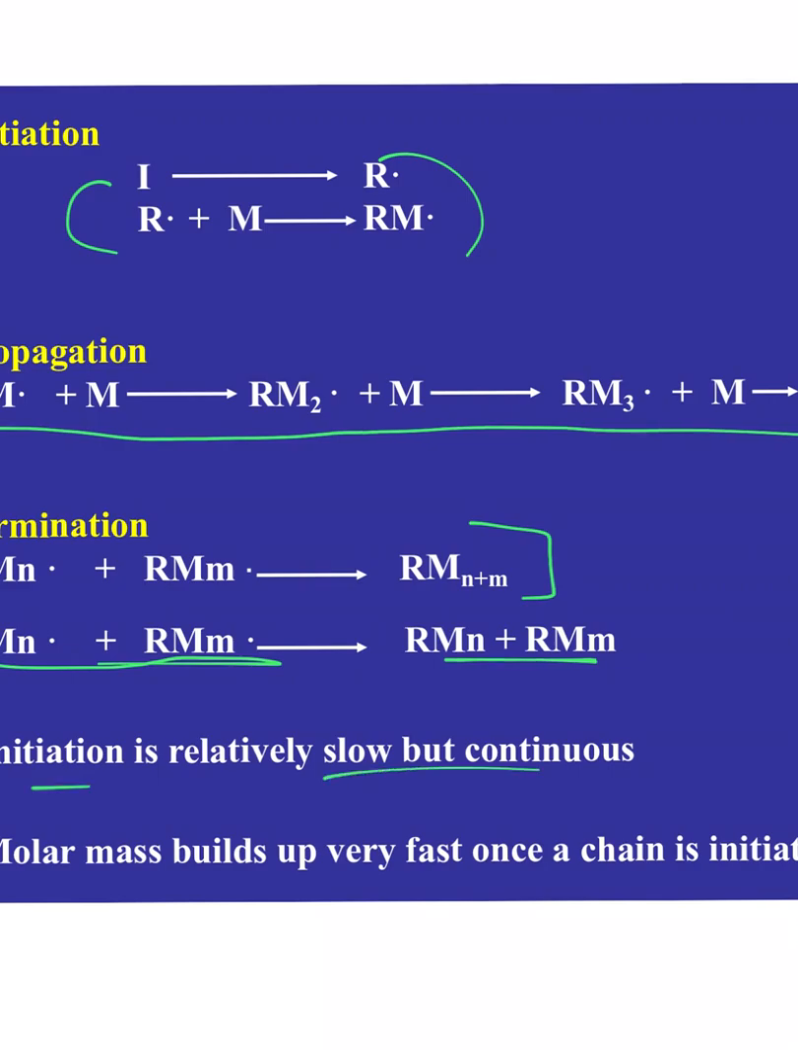Initiation is relatively slow but continuous. Molar mass builds up very fast. We talked about how it's a matter of seconds for some of these. And seconds is considered a long time in these polymerization reactions. All right, so the process of making the polymer, when you control your conditions correctly, is actually pretty fast. Reactant in, polymer out, just keeps going all day long. All right, any questions about that so far?